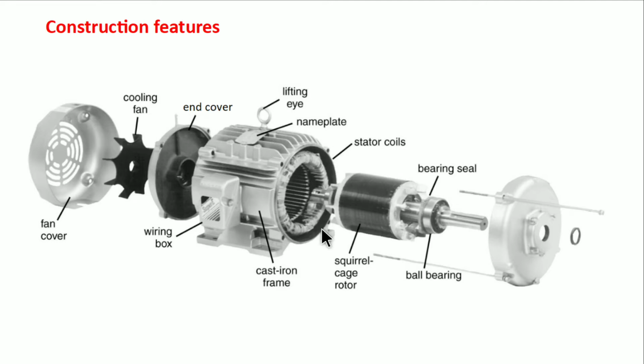And this part is the rotor. It's mounted on the shaft. It rotates, and bearings are provided at both ends of the shaft, which are supported by the end rings, here and this end ring here. These are two end rings, and then the cooling fan and fan cover are there. So these are the major parts of the motor.